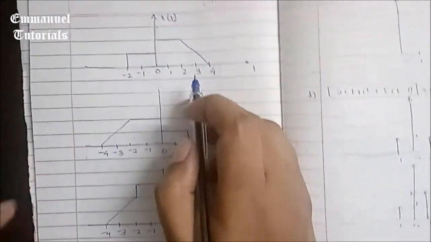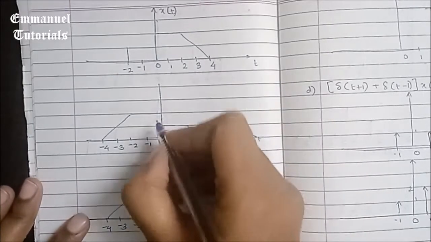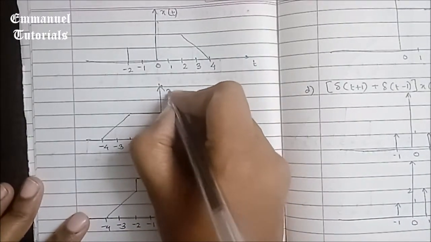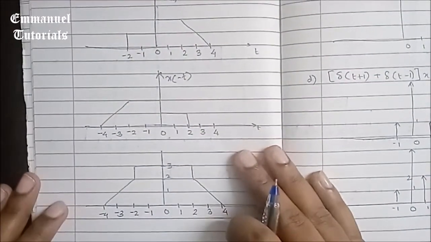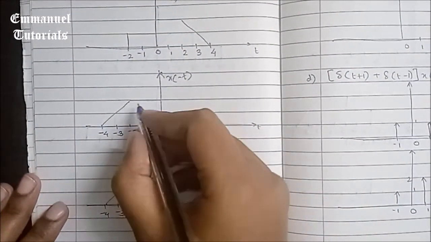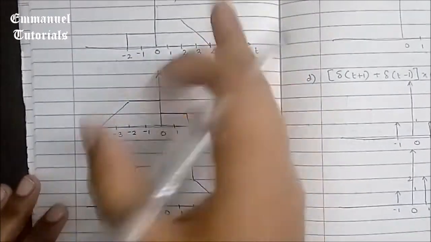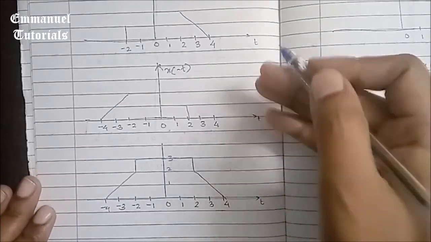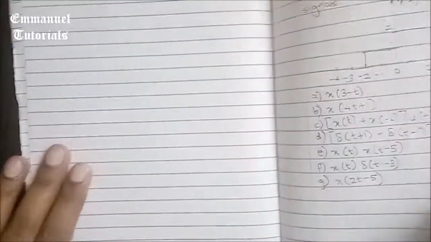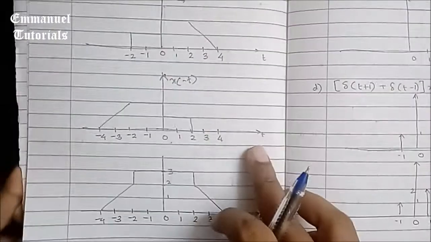Now x of t is this signal, the original one, and x of minus t is going to be the time reversal. So you're just going to mirror the signal along the y-axis. As you can see, just mirror it or rotate it along the y-axis. And then what you're going to do is add both, right? According to this question, you have to add both and then multiply it by u of t.